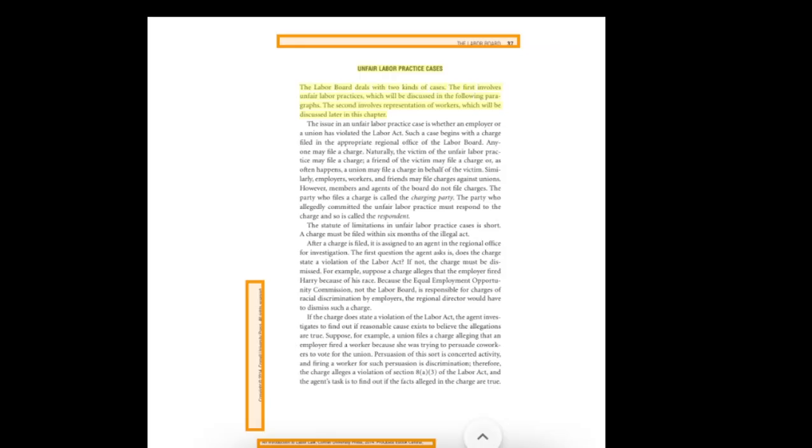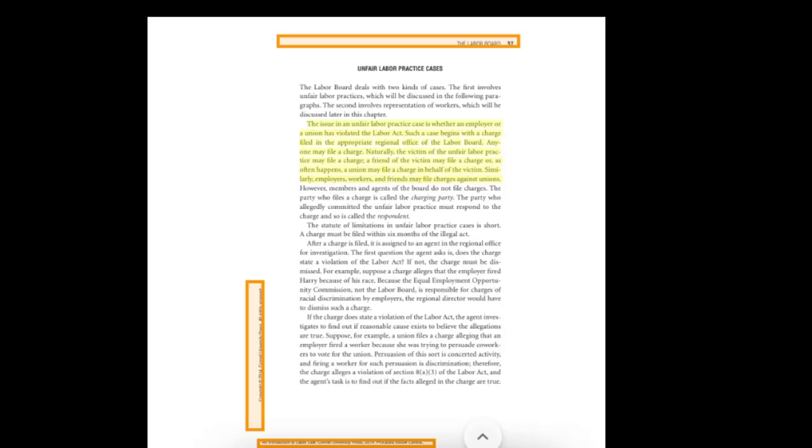Unfair labor practice cases. The Labor Board deals with two kinds of cases. The FIRST involves unfair labor practices, which will be discussed in the following paragraphs. The second involves representation of workers, which will be discussed later in this chapter. The issue in an unfair labor practice case is whether an employer or union has violated the Labor Act. Such a case begins with a charge filed in the appropriate regional office of the Labor Board.